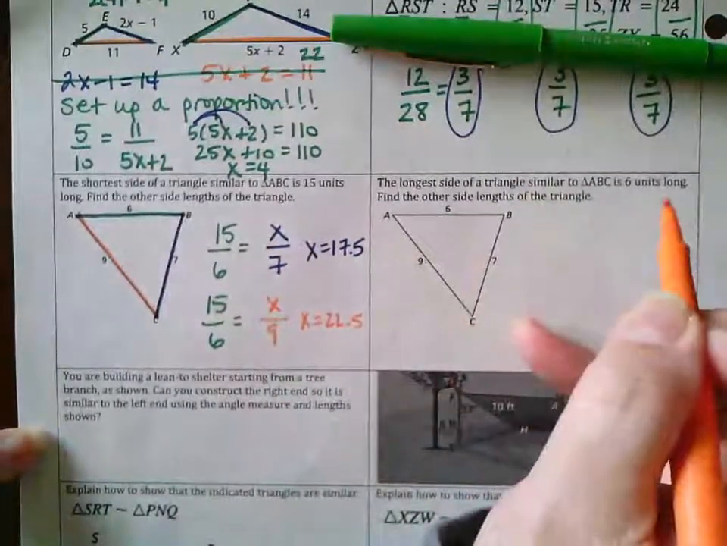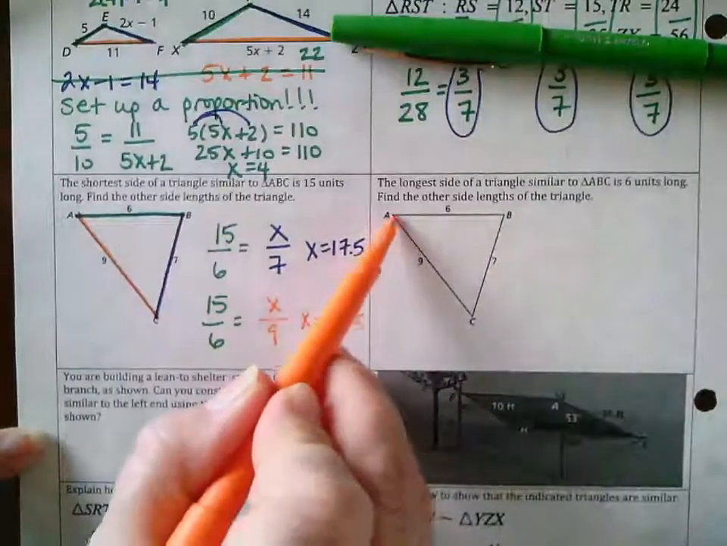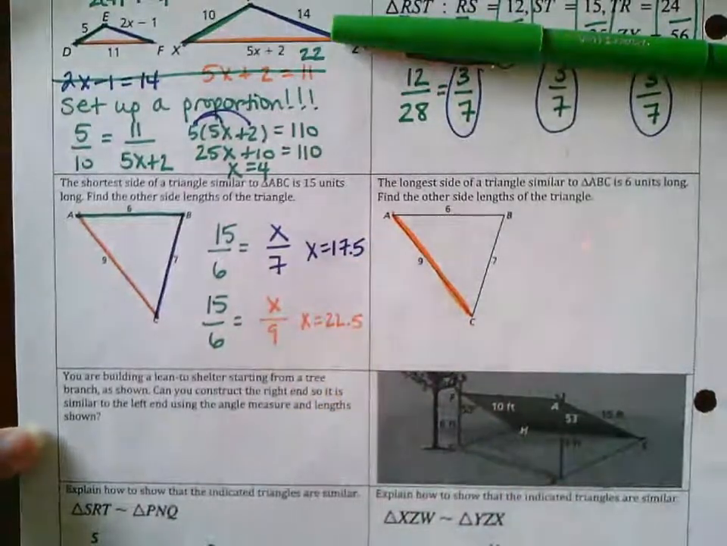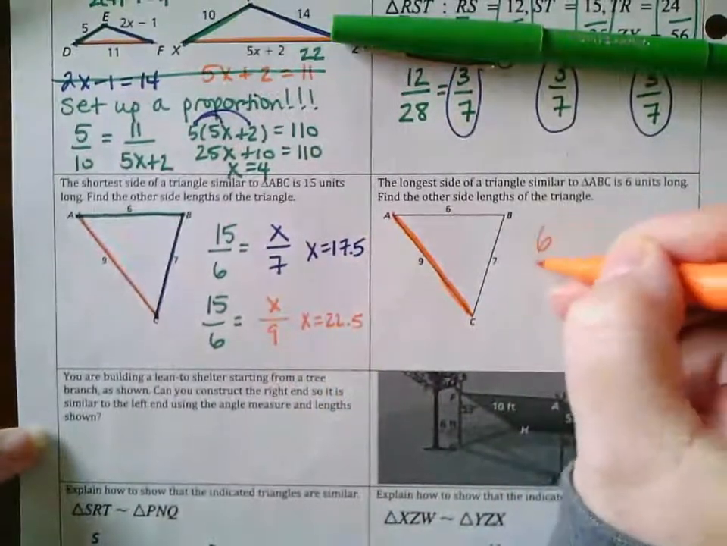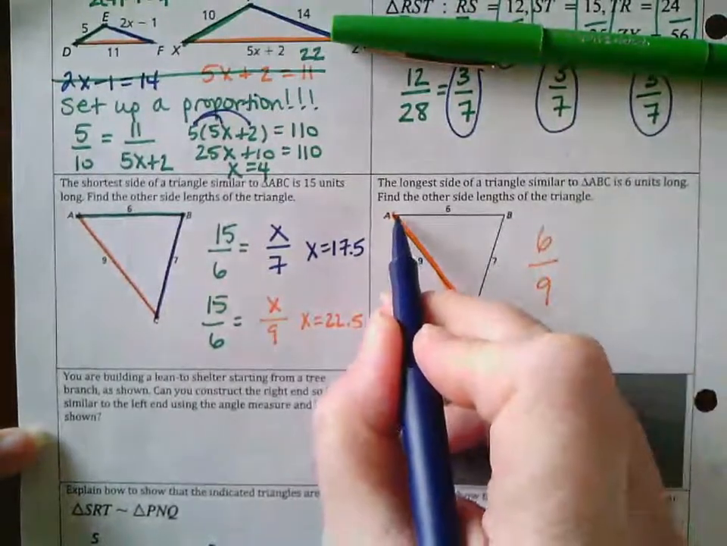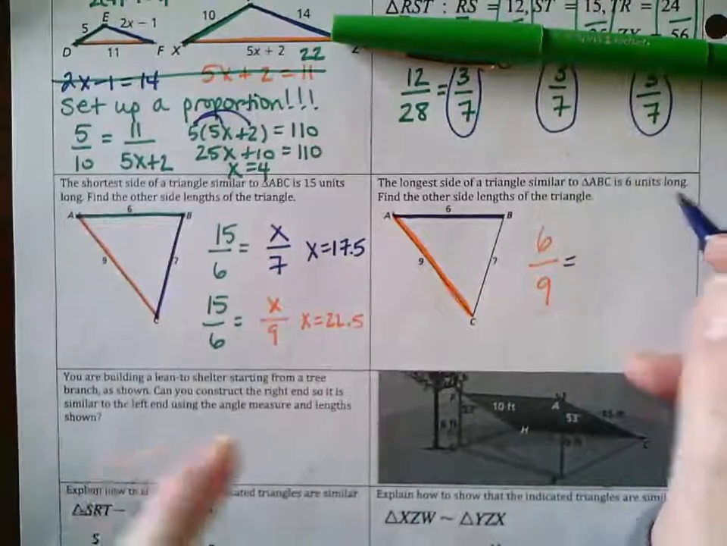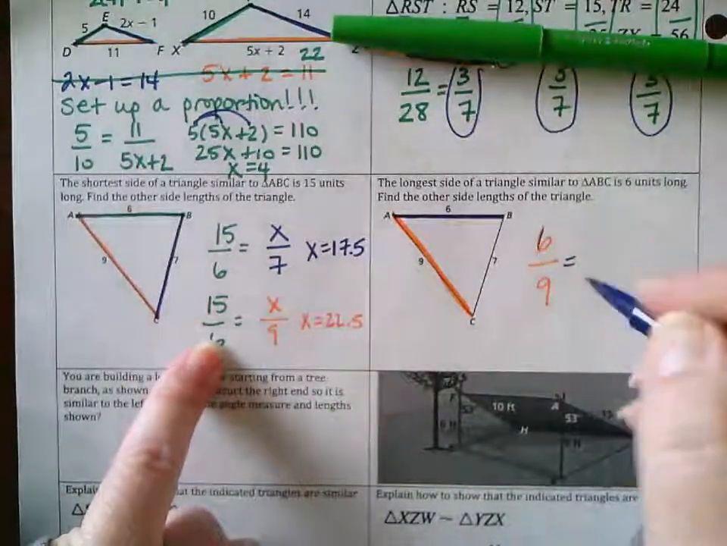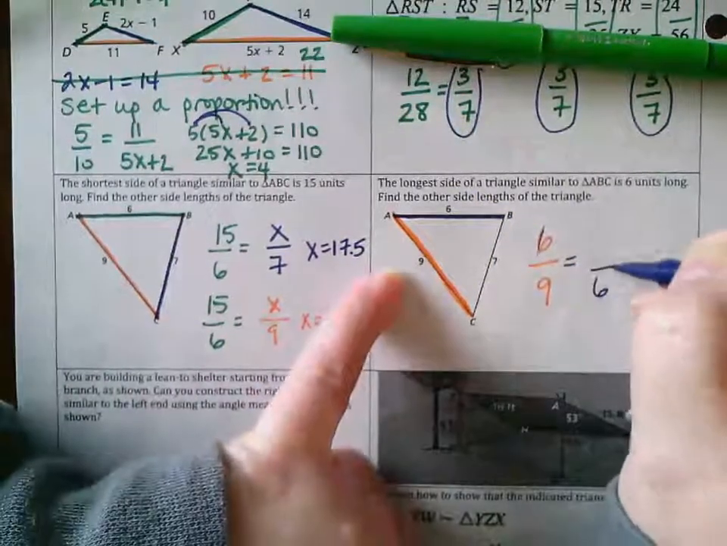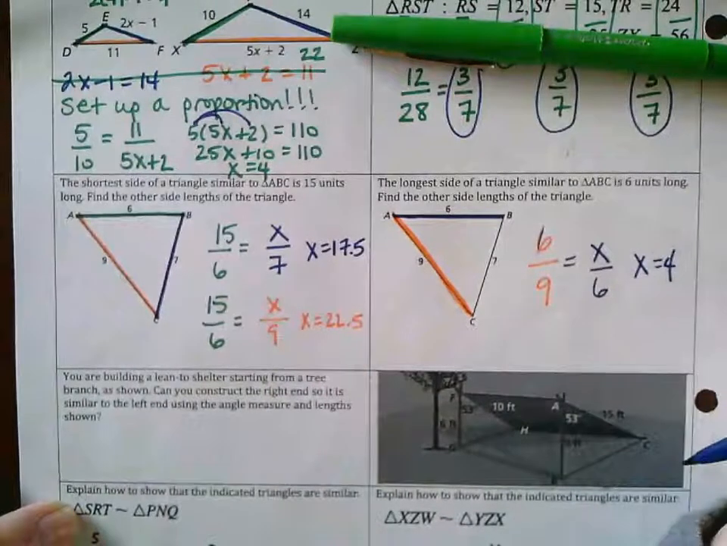The longest side of the triangle is 6 units long. So the longest side on this one is right here. That is the longest side. So 6 over 9, and I want to solve for this side. So that's going to equal, sorry, I should have put the equal in orange, didn't get matched. But this is going to equal 36 divided by, so x equals 4.